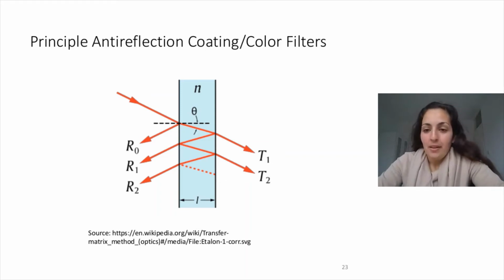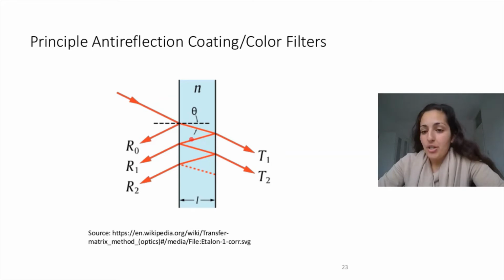So the principle of, for example, anti-reflection coatings, color filters, or multi-layer thin film stacks in general is the following. We have light coming in, and this light will partially be reflected at the first interface, but it will also be partially transmitted. And then at the second interface, we will have the same phenomenon again: a partial reflection and a partial transmission.